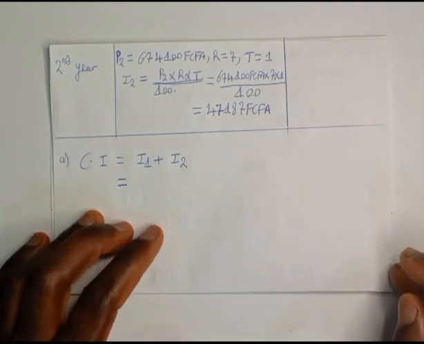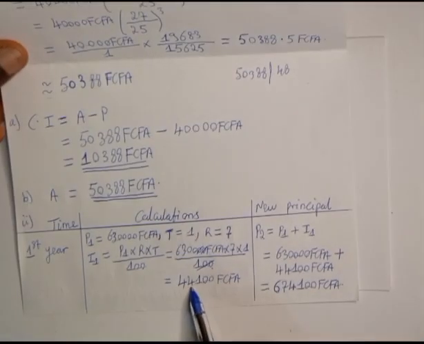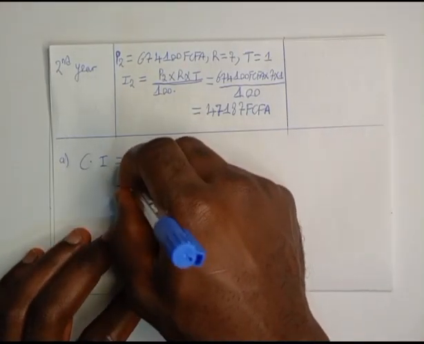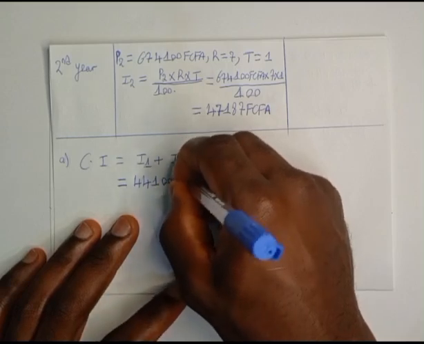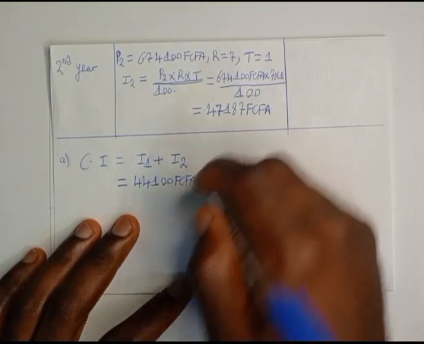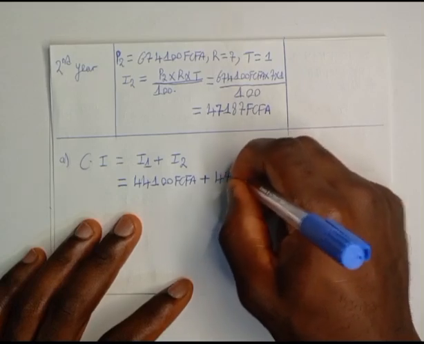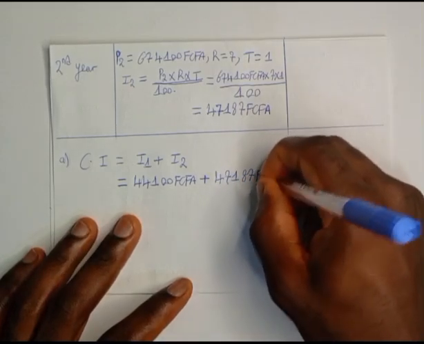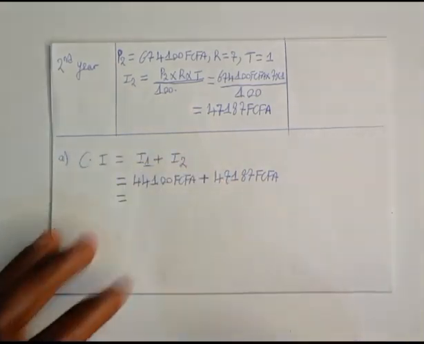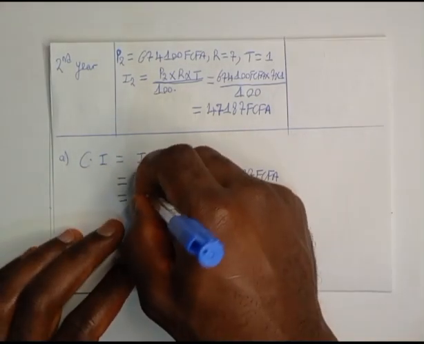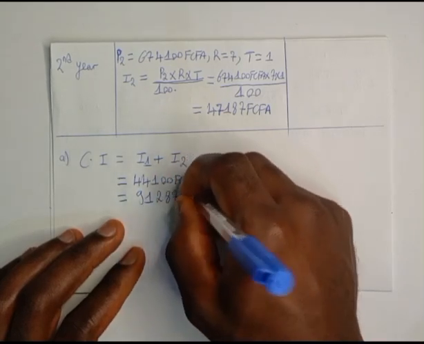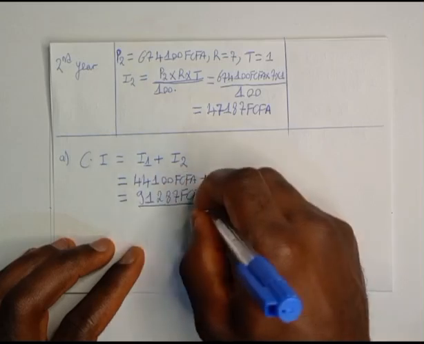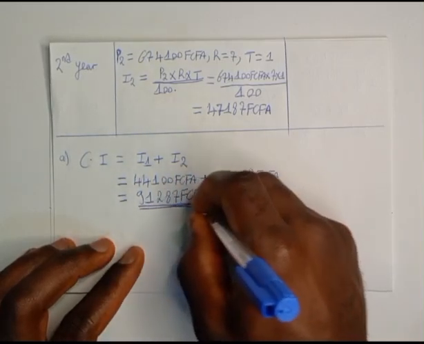This will simply be equal to, our I1 is 44,100 francs CFA. We are going to replace I1 with 44,100 francs CFA plus I2, which is 47,187 francs CFA. And this will be equal to 91,287 francs CFA. So this is the compound interest after 2 years.